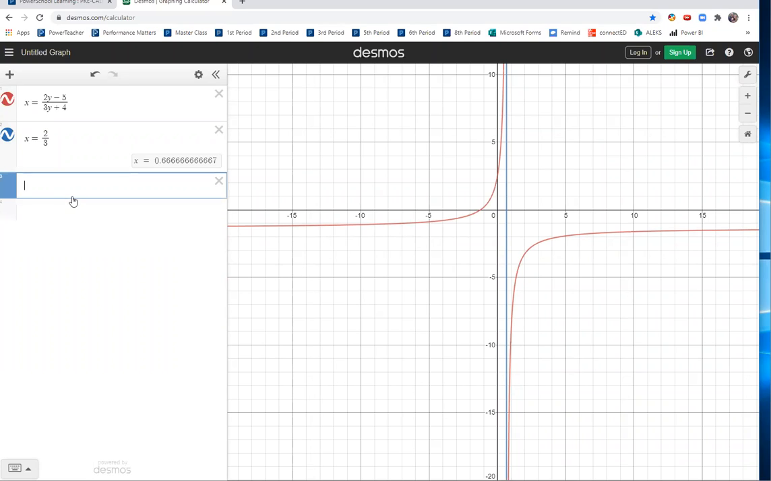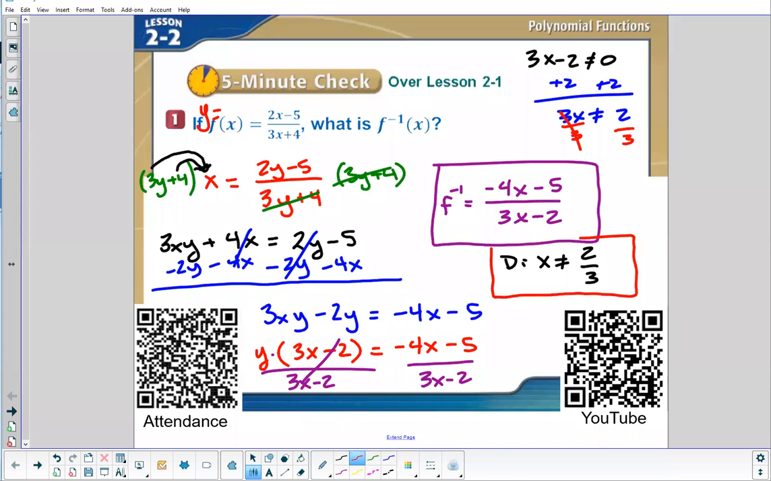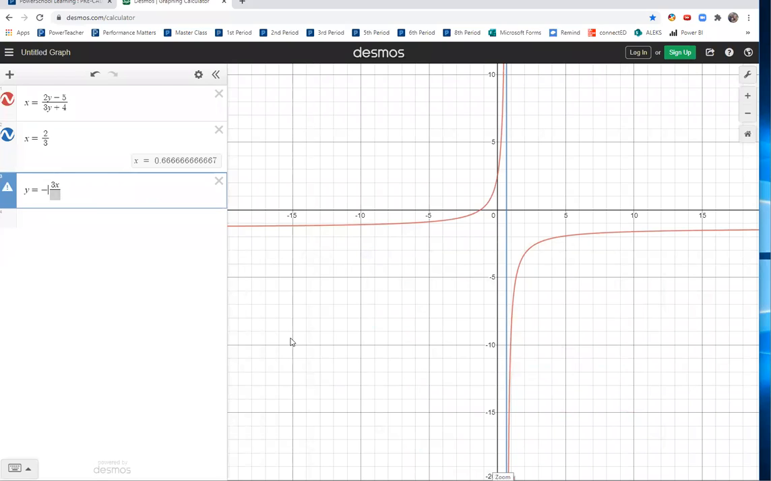Okay, now what was our answer that we came up with? We came up with that y equaled negative 3x. Was it not negative 3x? Ooh, I really thought it was. Oh, you're right. I stand corrected. Negative 4x, okay? Minus 5 over 3x minus 4? Minus 2. And did we get the same answer? Yeah, so we did it correctly. So that was number 1.